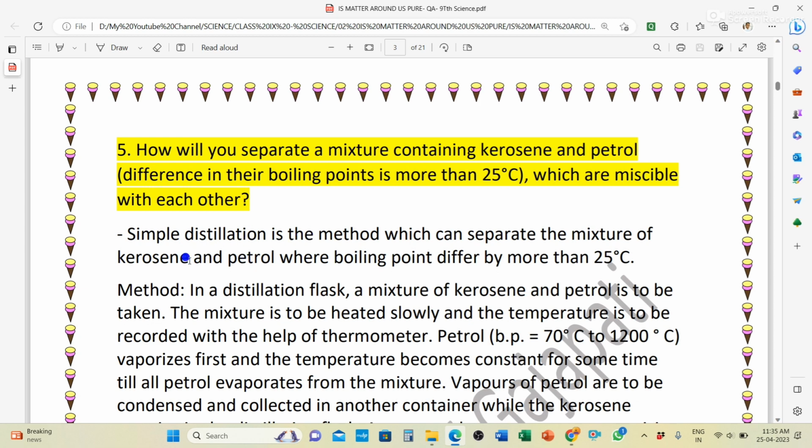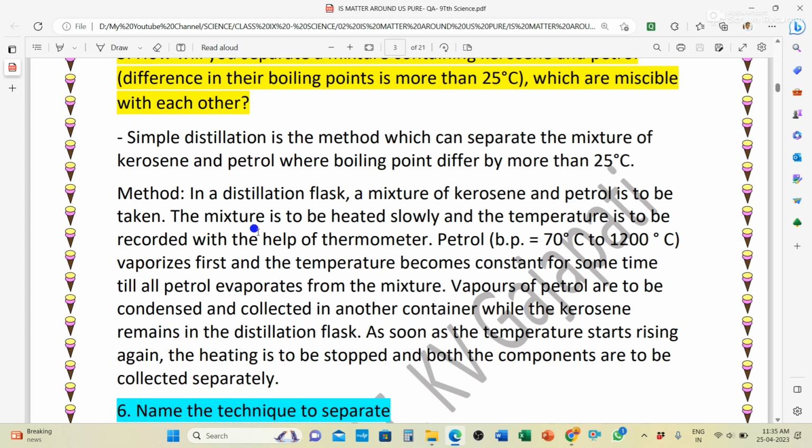So, here simple distillation is the method which can separate the mixture of kerosene and petrol where boiling points differ by more than 25 degrees Celsius. Method: in a distillation flask, a mixture of kerosene and petrol is to be taken. The mixture is to be heated slowly and the temperature is to be recorded with the help of a thermometer.